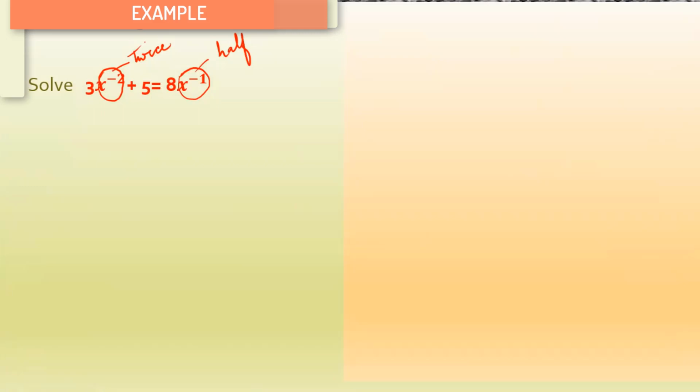Now we will write all terms on the same side of the equality. So we will take 8x raised to the power minus 1 on the left side. First we write the equation again, and then we take 8x raised to the power minus 1 on the left side. It will become like this, okay?